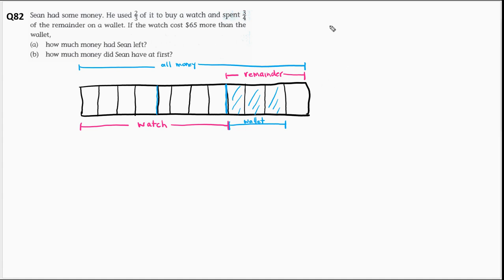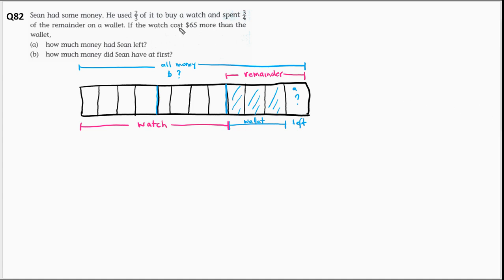Right, now what? We're asked, A, how much money did Sean have left? Well, he spent all of this on a watch. He spent all of this on a wallet. This must be A. This is what he had left. All right, so we need to figure that out. And B is how much money did Sean have at first? Well, that's all of this money. So this is B. That's the question B.